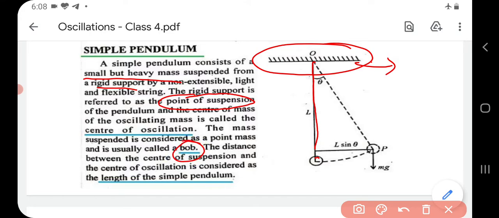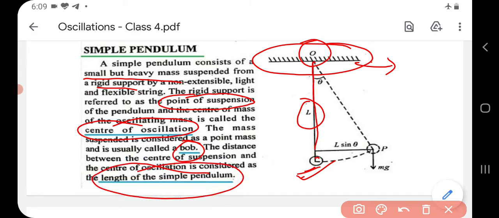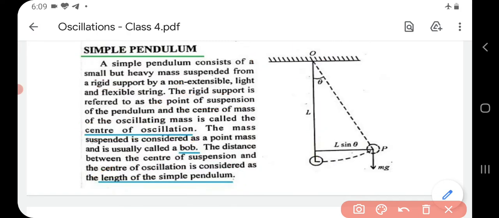The center of mass of the oscillating mass, that is the center of mass of this bob, is called the center of oscillation. The distance between the center of suspension, the point O, and the center of oscillation is called the length of the pendulum and is denoted by capital letter L. Hope everything is clear from this figure.